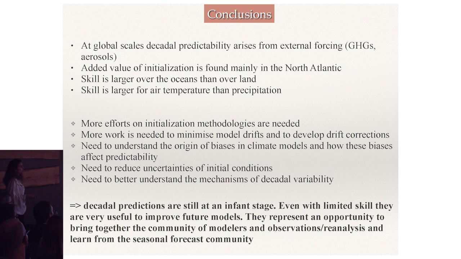So to conclude, at global scale, there is decadal predictability. At global scale, the decadal predictability arises mainly from external forcing, but there is some added value of initialization, not everywhere. Mainly in the North Atlantic, it's still quite poor in the North Pacific and Southern Ocean for a number of issues associated with the model and the initialization. There are still a lot of efforts to do in order to get larger scale over the land and for quantity that we're interested in, like precipitation. So we need more efforts on initialization methodology. We need more efforts to improve our models, to develop better drift correction, to understand the origin of the biases in the climate models and how these biases affect predictability.